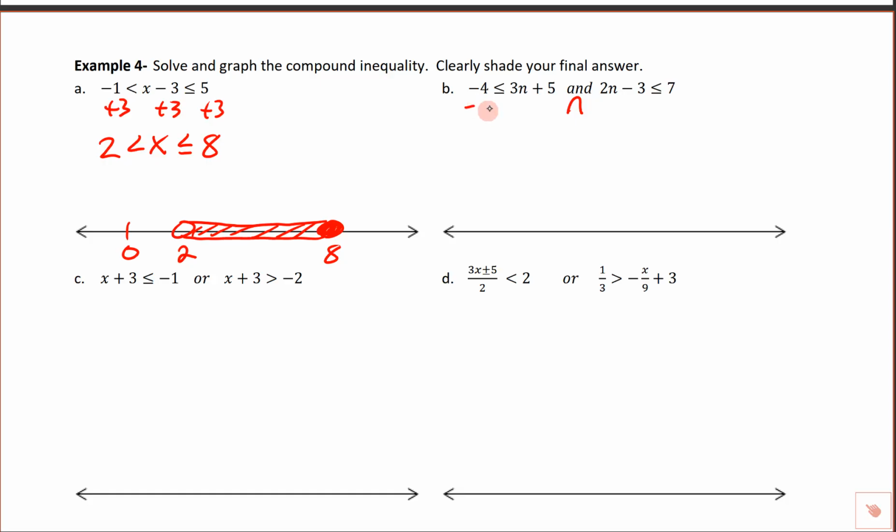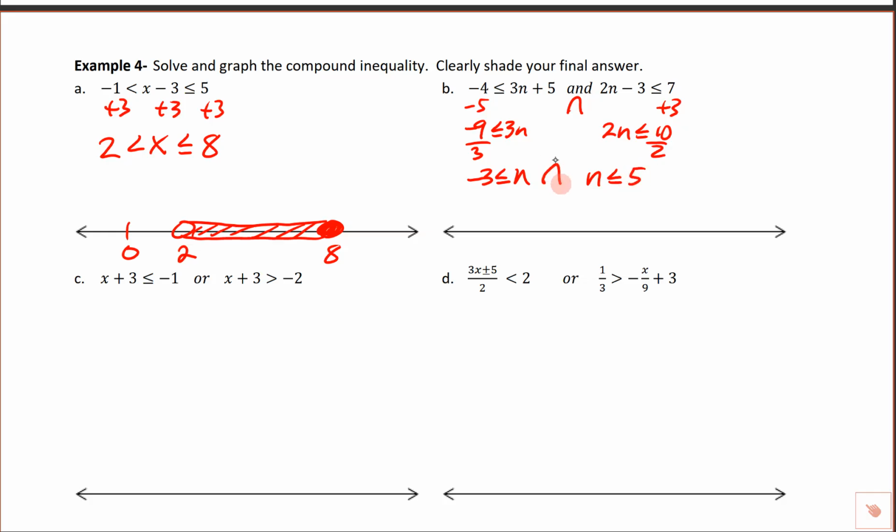I'm going to move the 5 by subtracting. So that's -9 less than or equal to 3n. We're going to divide by 3. So here's what I've got: I've got a -3. And I didn't divide by a negative, so we were good there. And then over here, we're going to add 3. So 2n is less than or equal to 10. We're going to divide by 2. So here's what we get: n is less than or equal to 5.